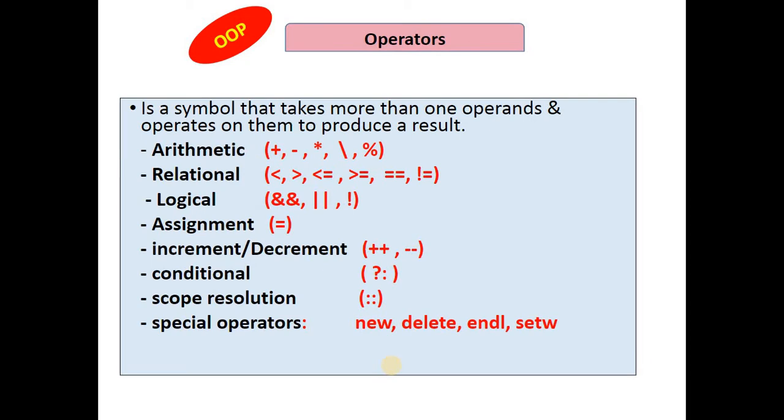Now there are operators, which are also known as tokens. Operators work on one or more operands and are used to produce a result. For example, there are arithmetic operators like plus, minus, multiply, divide, modulus. Then there are relational operators like less than, greater than, less than or equal to, greater than or equal to, and so on. Then logical operators like and, or, not. Assignment is given as equals.